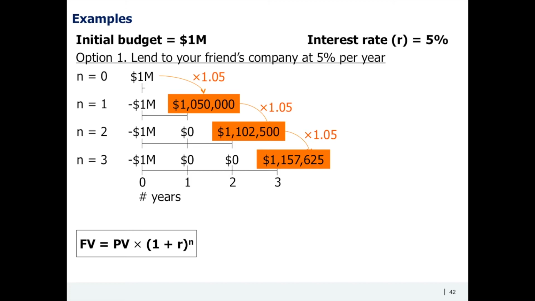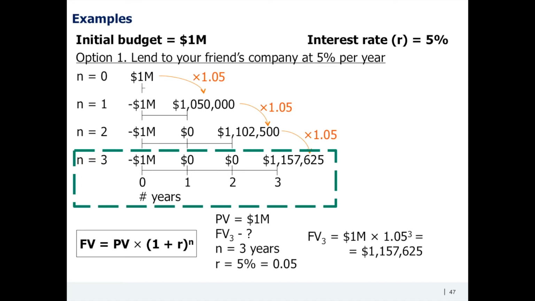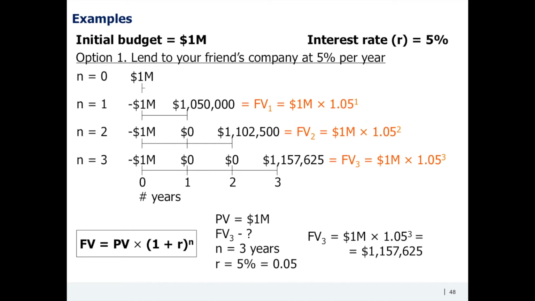for the number of periods in future. For example, in the case of a 3-year loan, you know the present value, which is $1 million, and you want to know its future value in 3 years at a 5% interest rate. Now, if you do the calculations, you will get the future value in year 3. The same logic applies to the previous 2 cases. You can see the calculations in orange.